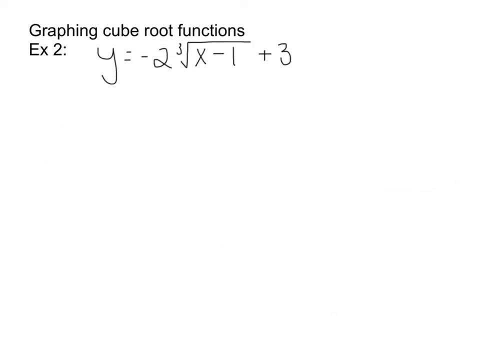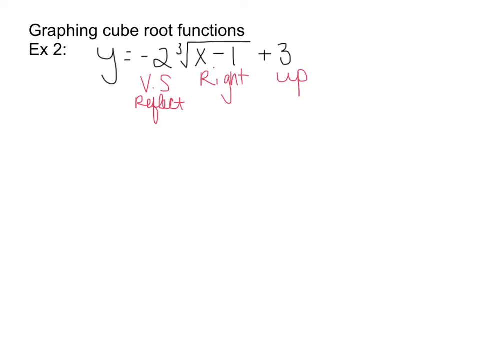Our next example is y equals negative 2 times the cube root of x minus 1 plus 3. So that negative 2 is a vertical stretch, and it's going to make it reflect over your x-axis. The minus 1 is going to move your graph to the right 1, and the plus 3 at the end is going to move your graph up 3.